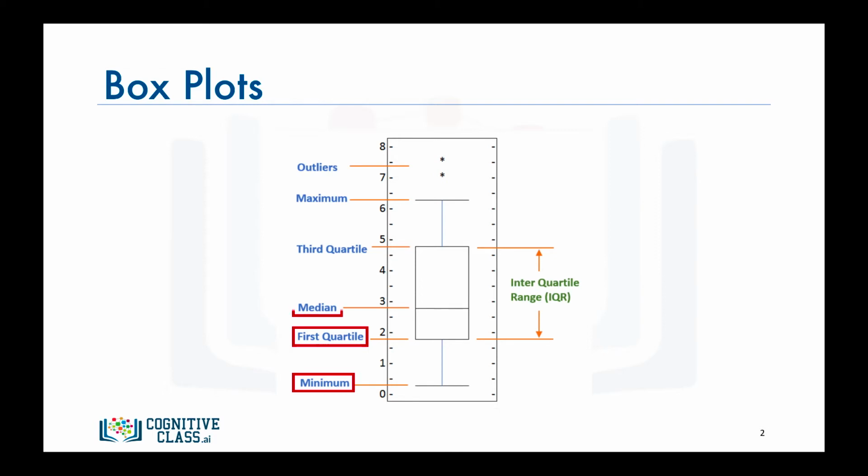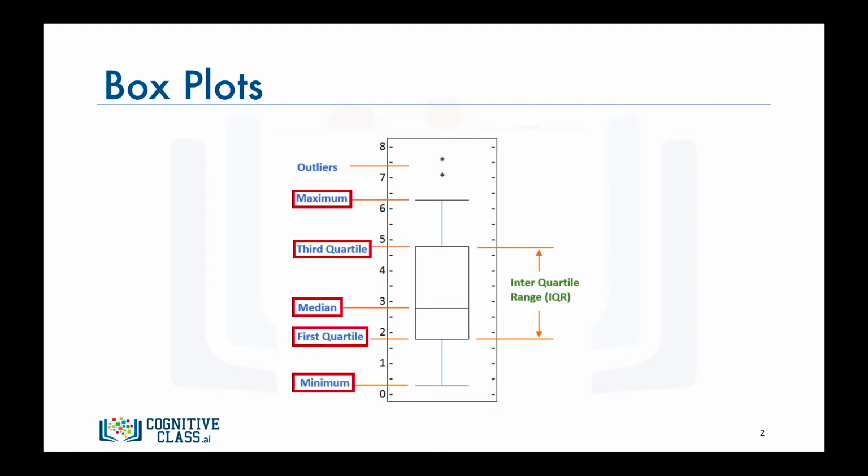The third dimension is median, which is the median of the sorted data. The fourth dimension is third quartile, which is the point 75% of the way through the sorted data. In other words, 3/4 of the data points are less than this value. And the final dimension is maximum, which is the highest number in the sorted data.